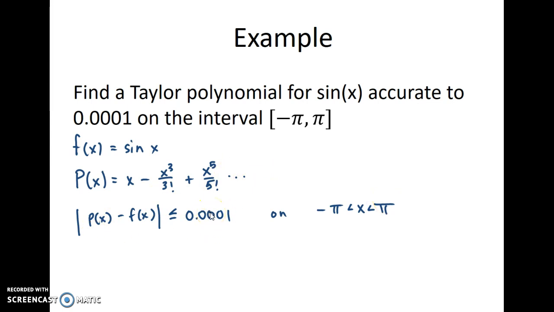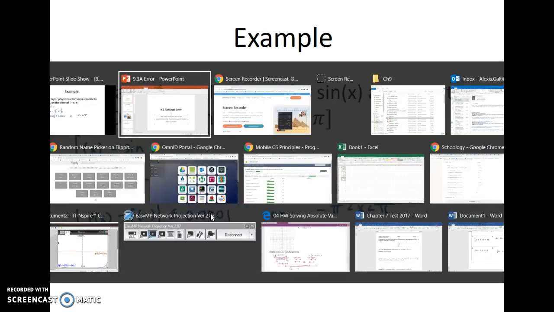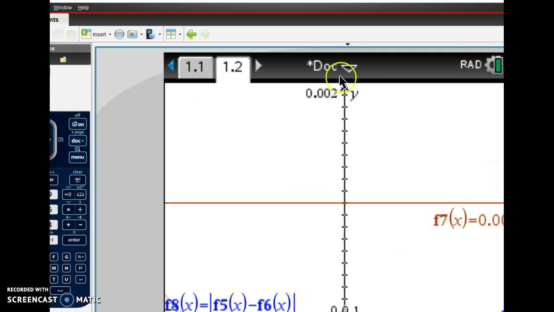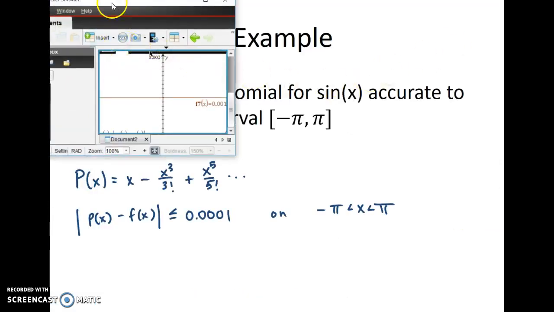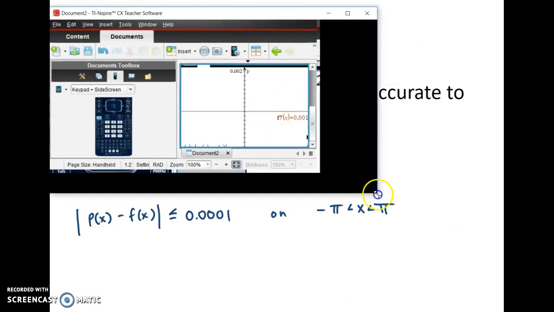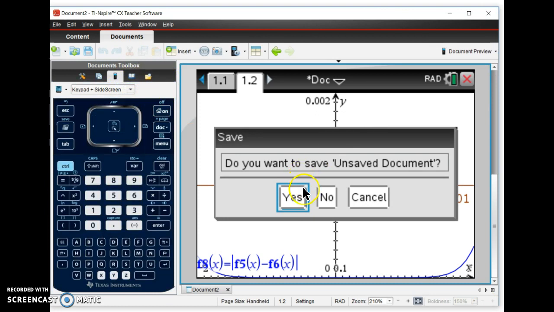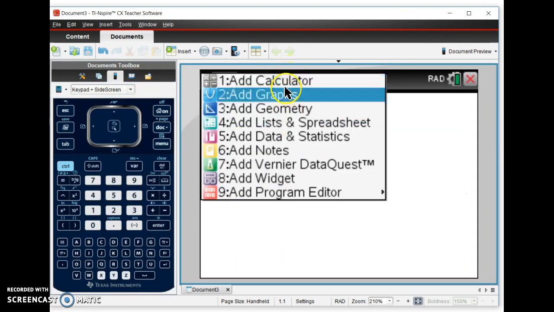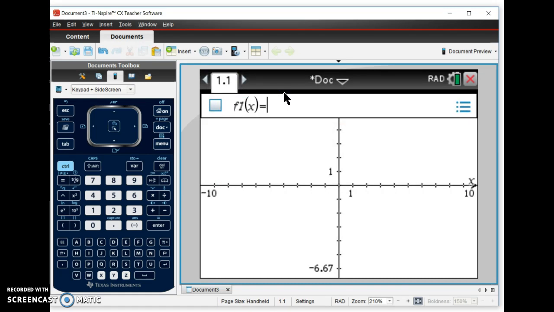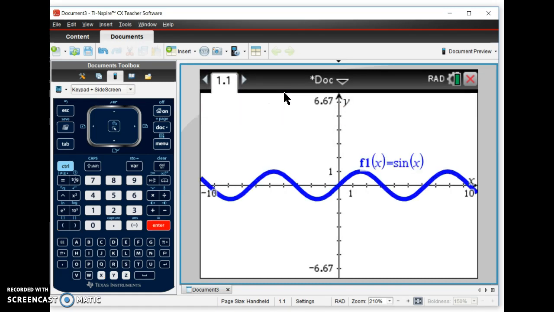This is definitely a machine question. It's a graphing calculator question. So go ahead and grab your graphing calculator. I'm going to open up a new window, and we're going to add a graph. So I can graph sine of x, and that's whatever Taylor polynomial our calculator uses to approximate sine of x, but it's a really good one. It has a ton of terms.